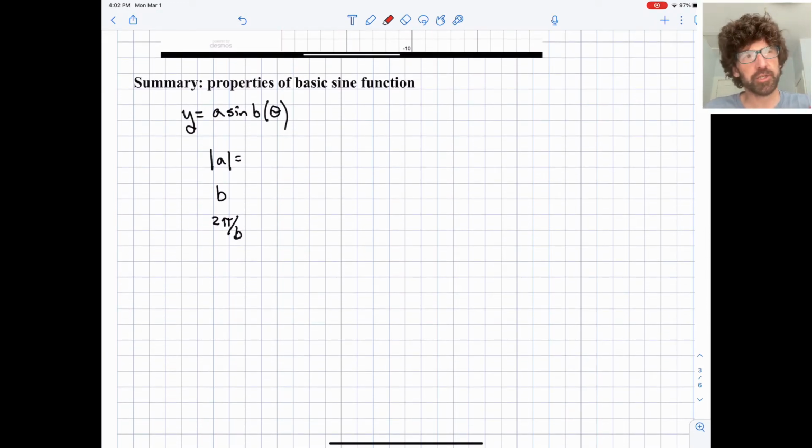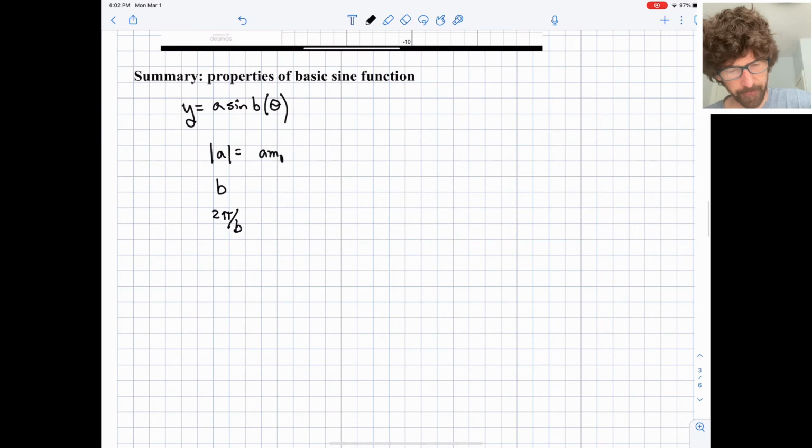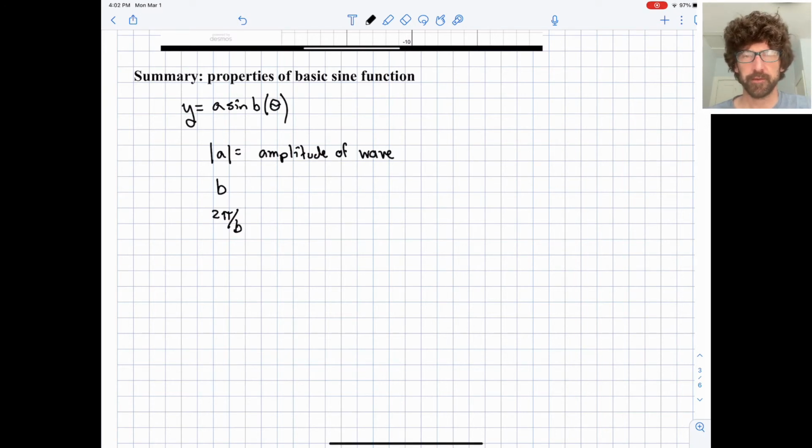We won't look at translating or moving a sine function at this point. We're just looking at vertical stretches and horizontal stretches as well, or compressions. So if we have y equals a times the sine of b theta, the absolute value of a is the amplitude of the wave. Remember, the amplitude is half the full height of the wave, okay? So the vertical distance from the midline to a peak or a trough.